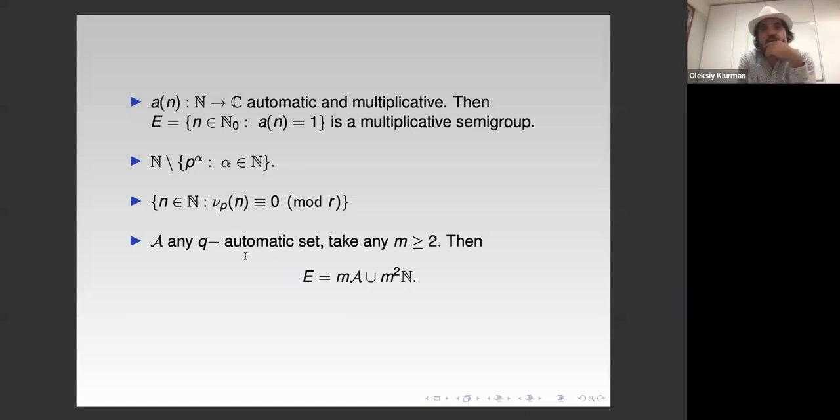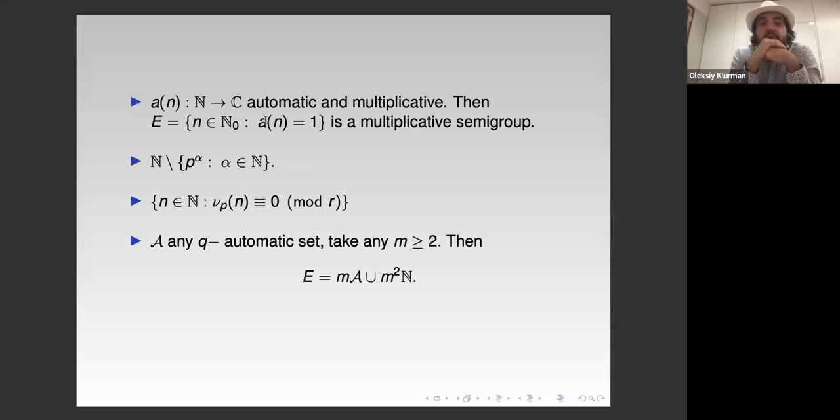So one example would be, if I take a_n to be automatic and multiplicative, and I look at the level set where a_n is 1, now we know that this is a periodic set. But if I take two numbers m and n for which a_m is 1 and a_n is 1, a_mn is also 1. So that would be an example of an automatic multiplicatively closed subset.